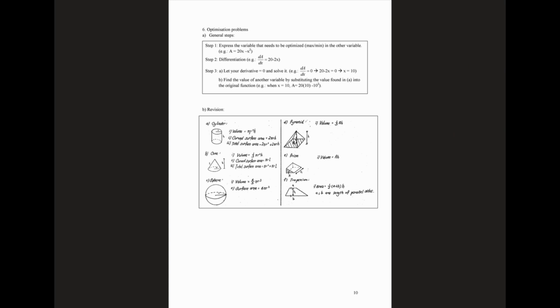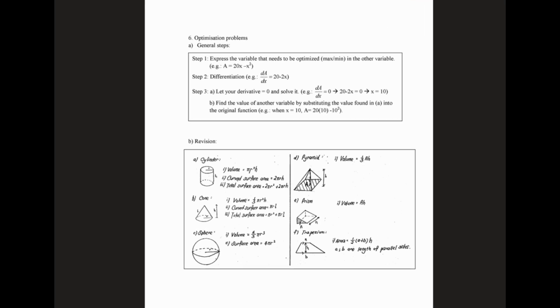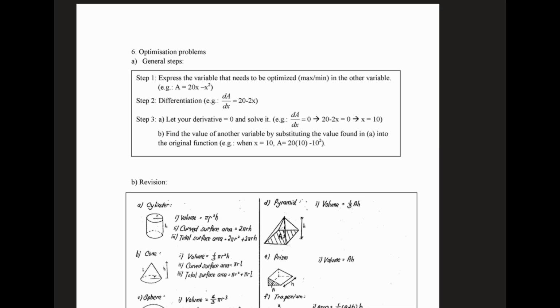Now on this page you have optimization problems, that means maximization problems or minimization problems. And now let's look at the general steps to do all this. So first, step 1, express the variable that needs to be optimized, maximized or minimized in the other variable.